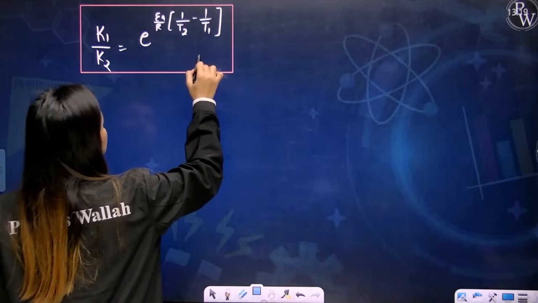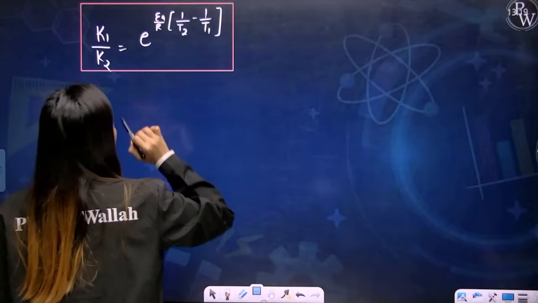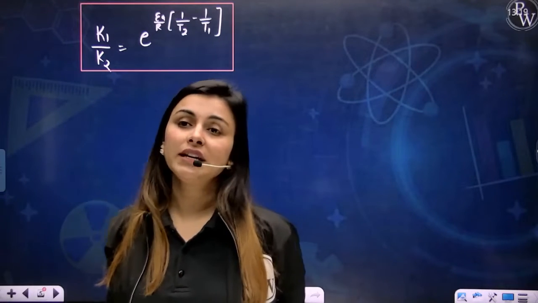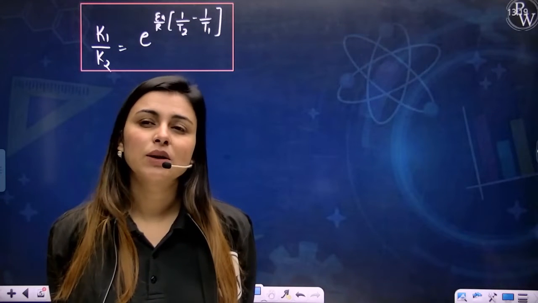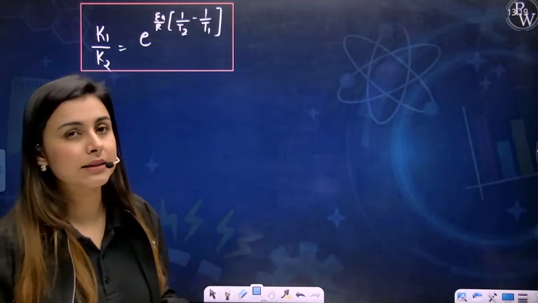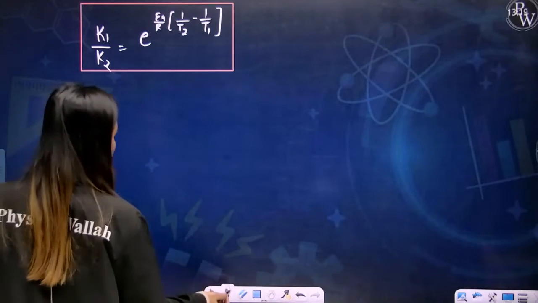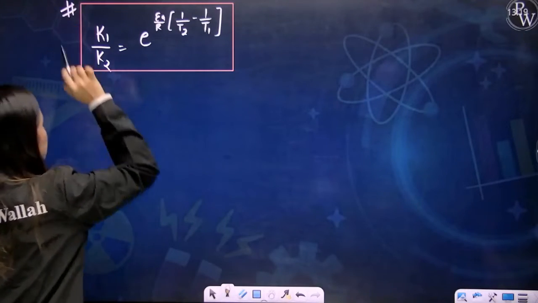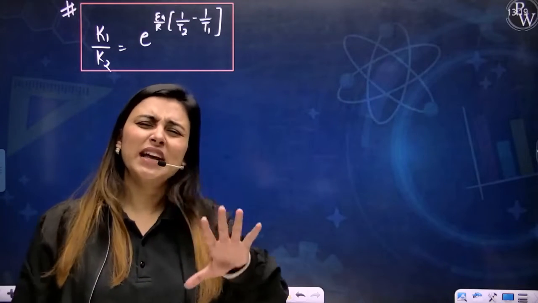Here we can see the temperature dependence of K1 and K2, or we can say that we can relate K1 and K2 at two different temperatures. So this is an important expression which you need to understand, how it is derived. I hope till now everything is clear.